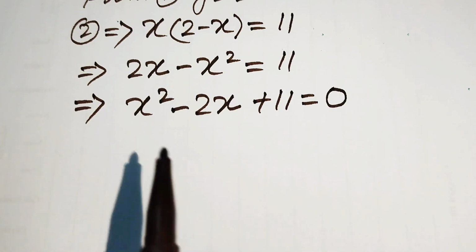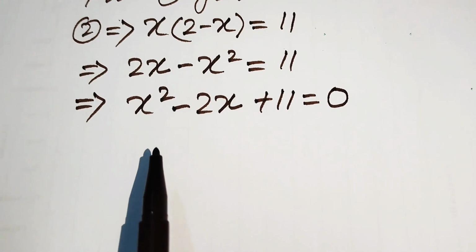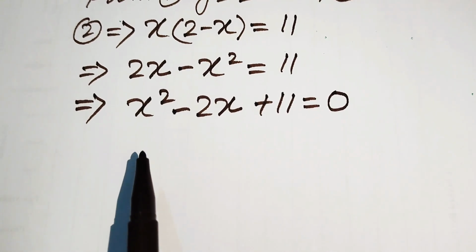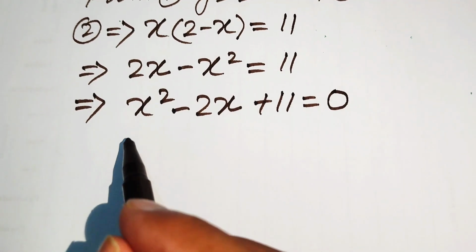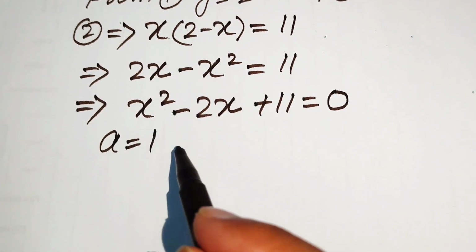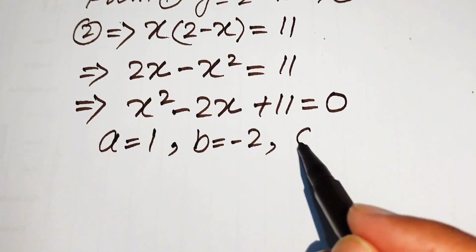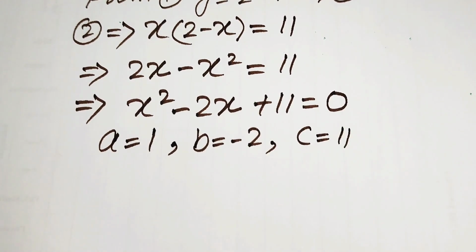So you see this equation becomes quadratic in the x variable. Now we solve this quadratic equation by using the quadratic formula, and first we get the values of x. So first we write the coefficients of this equation: a equals 1, b equals minus 2 and c equals 11.